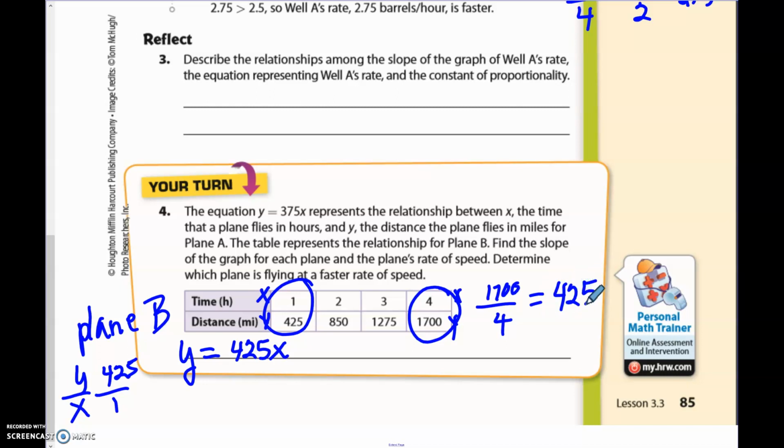They're telling us that this is the constant rate, so we could pick any one of those ordered pairs and make sure you do y over x. So plane B is y equals 425x. Plane A was 375. So which plane is flying faster? In this particular case, we can say plane B.